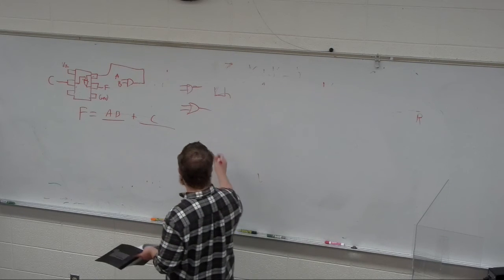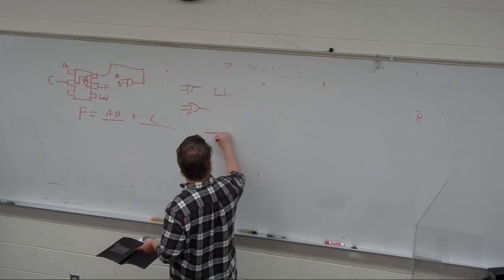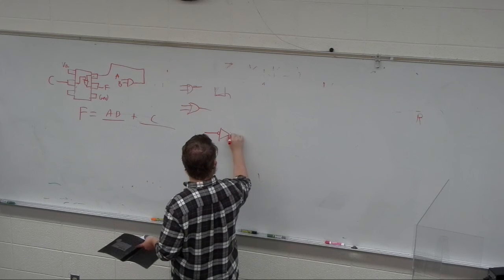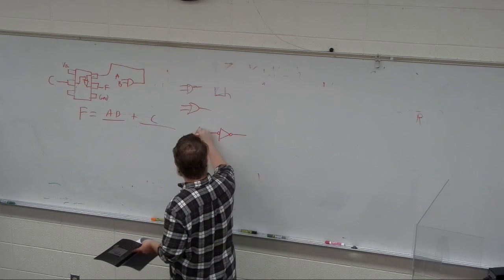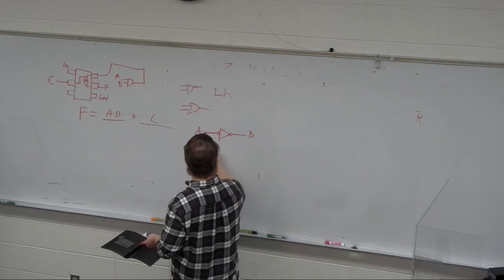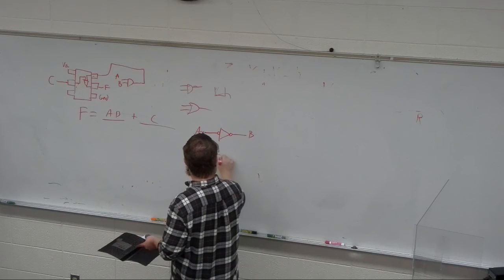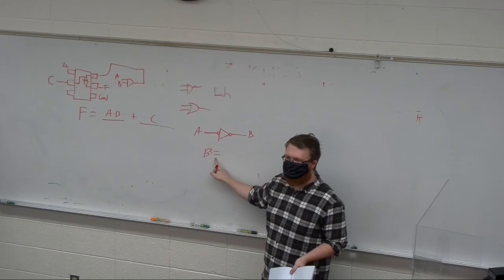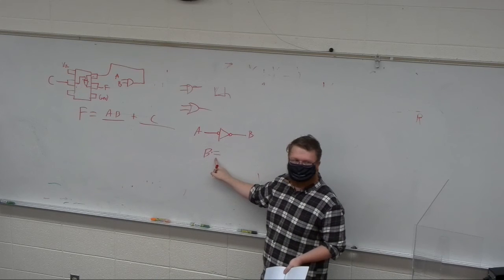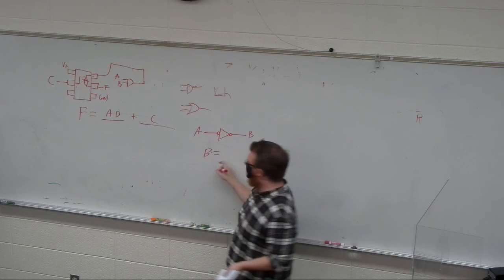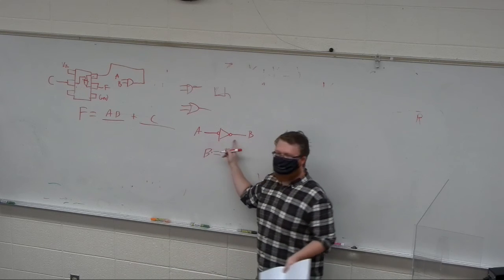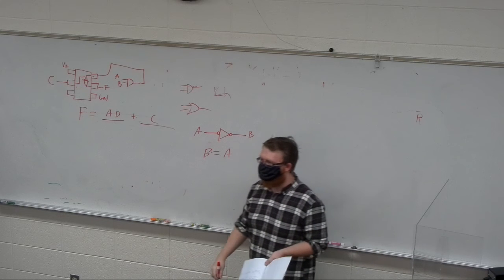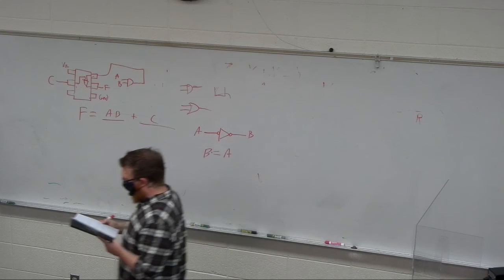If I do something weird like this, B equals what in relationship to A? There's a buffer. Yep, exactly. Because two inversions counter each other out.